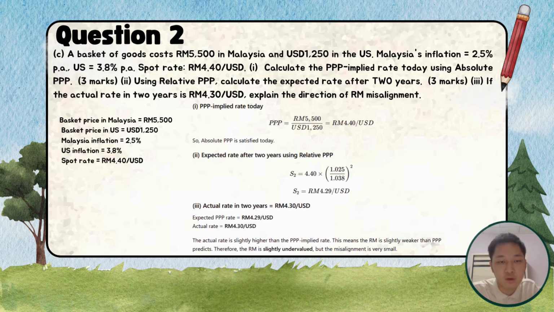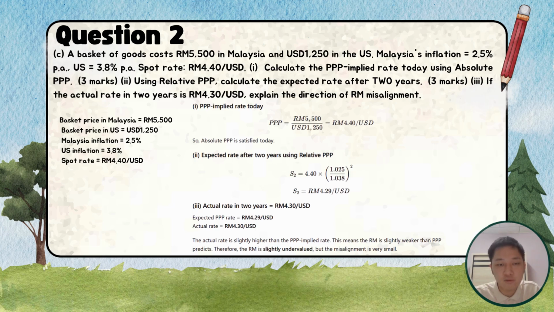For question 2c, I calculate the BPP implied exchange rate today and the expected exchange rate after 2 years. The basket of goods costs 5,500 ringgit in Malaysia and 1,250 USD in the US. For absolute BPP, I divide the Malaysian price by the US price. 5,500 ringgit divided by USD 1,250 equals 4.40 ringgit per USD. This is exactly the same as the current spot rate, which is RM 4.40 per USD. Therefore, absolute BPP is satisfied today.